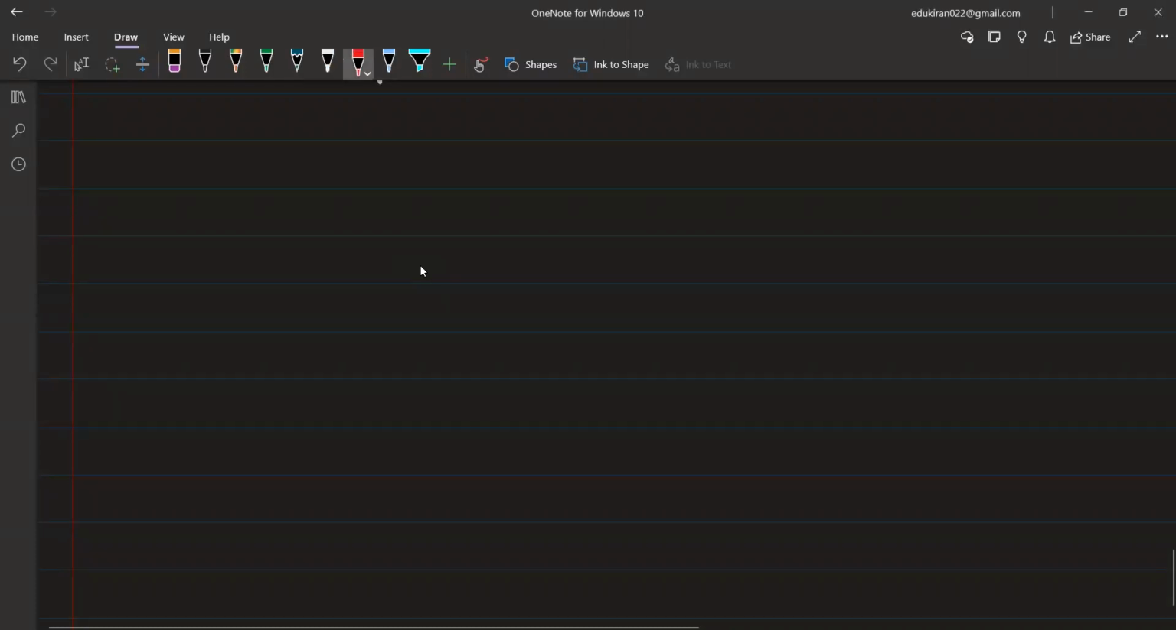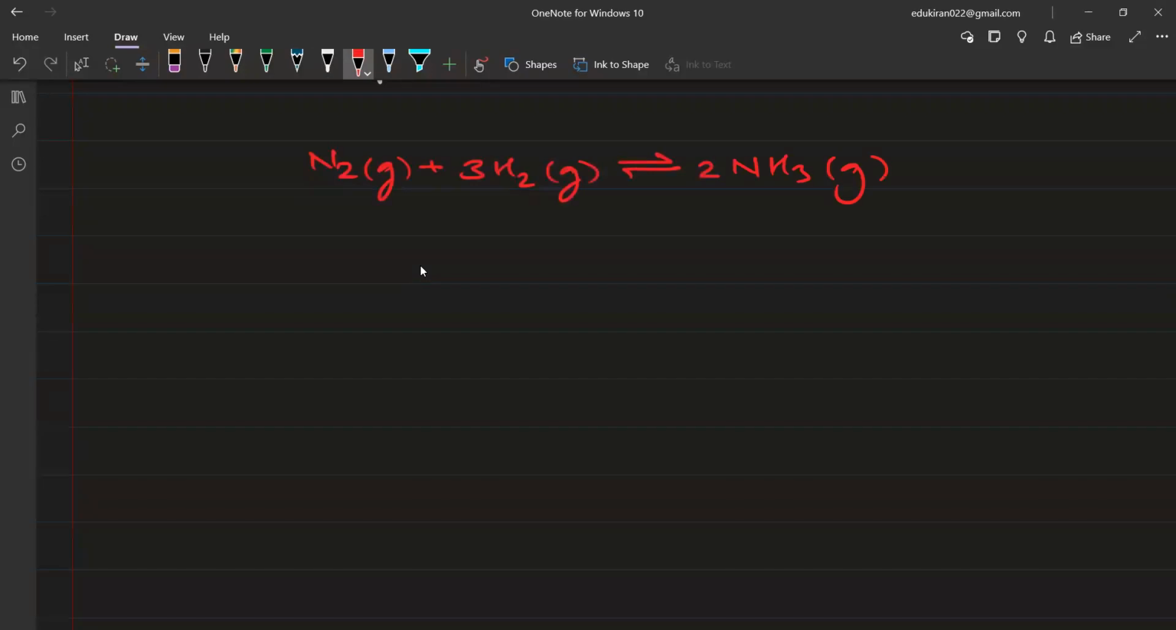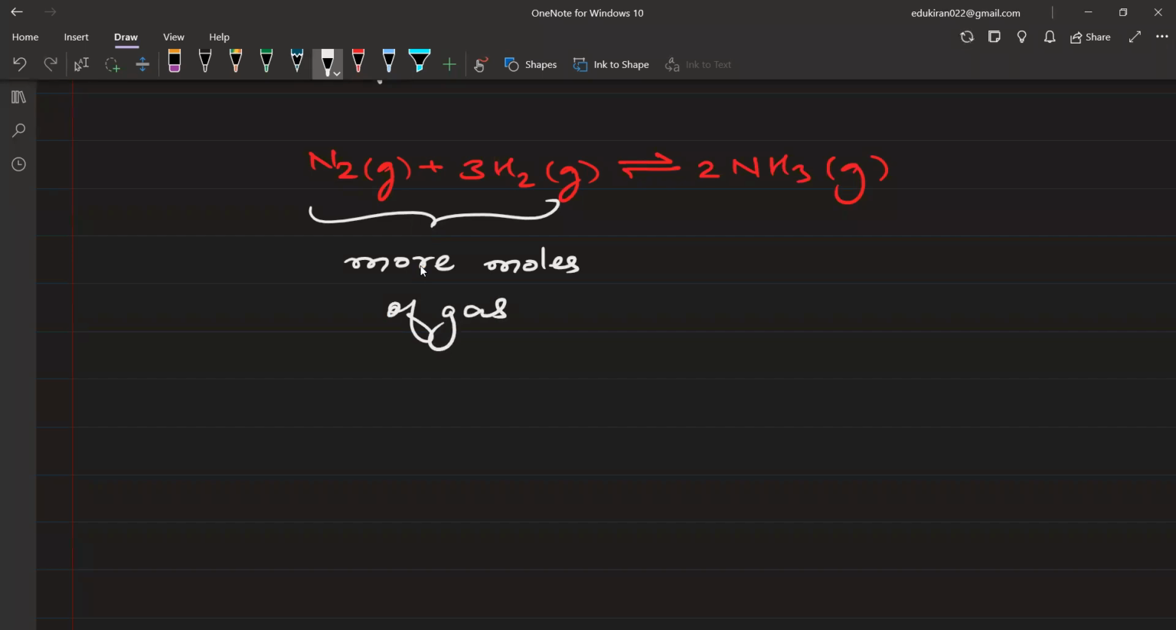Now I will talk about pressure, but pressure अगर आप देखिए एक एग्जांपल से, nitrogen gas plus 3 moles of hydrogen. Nitrogen is also gas. This is an equilibrium with 2 moles of ammonia. Okay, 2 moles of ammonia. So here we have more moles of gas. Can you see that? यहाँ पे 1 mole gas का, and here we have 3 plus 1, 4 moles of gas. So we can say here we have more moles of gas, and here we have less moles of gas.